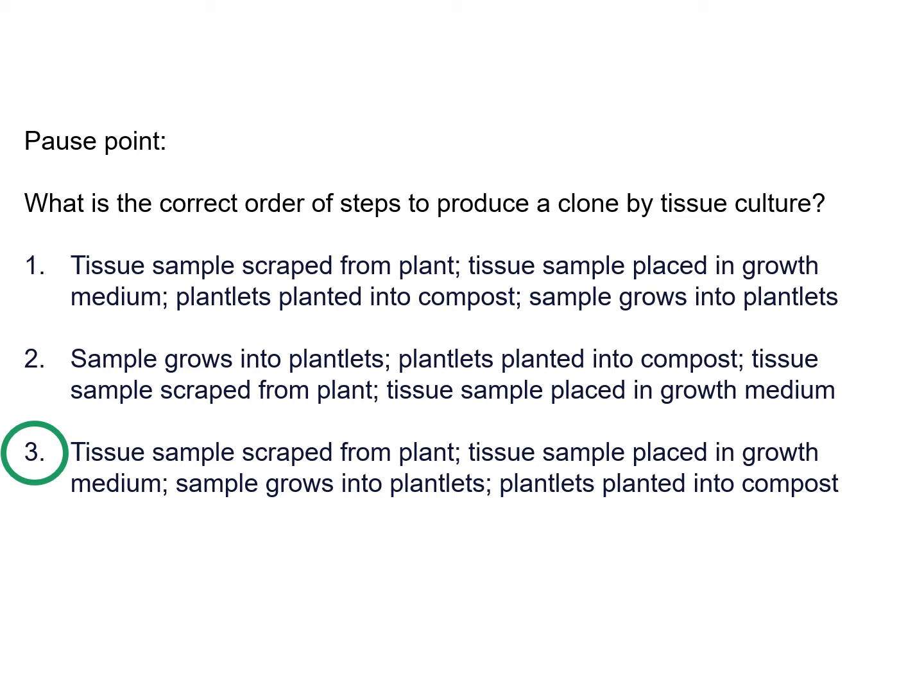So for this one, you should have realised that step 1 is that the tissue sample is scraped from the plant. Step 2, this same tissue sample is placed in growth medium. Step 3, this grows into small plantlets. And step 4, the plantlets are planted into compost.